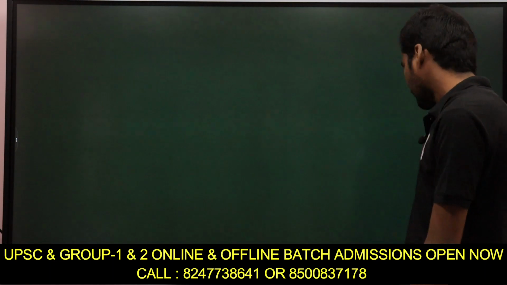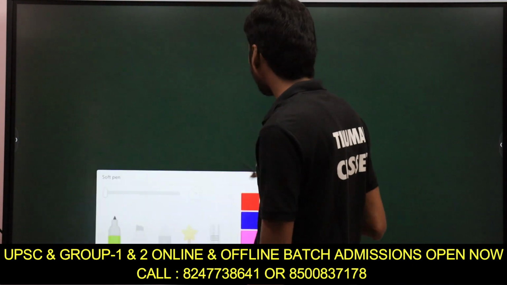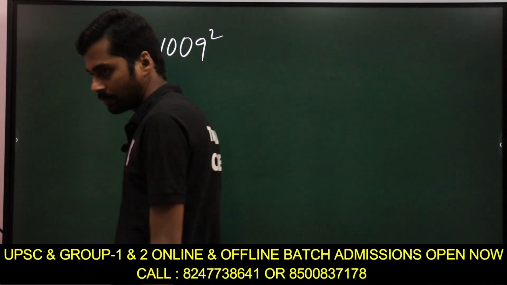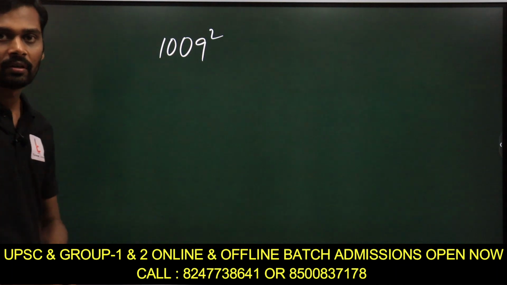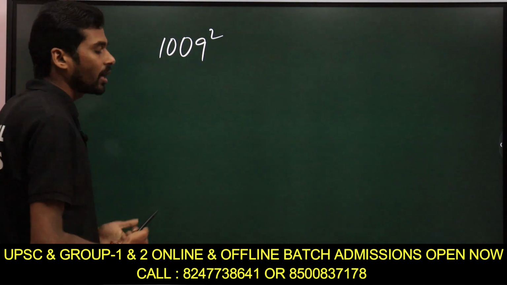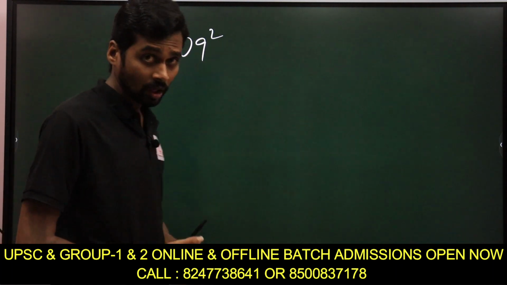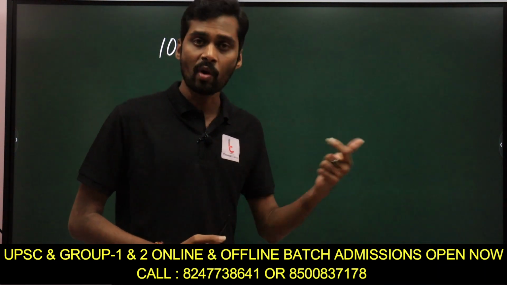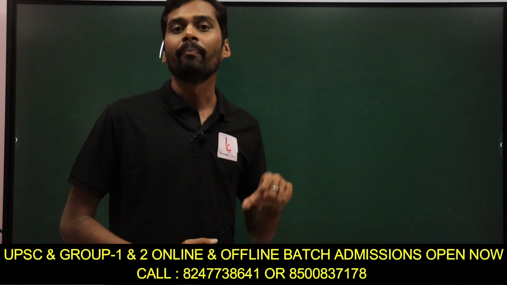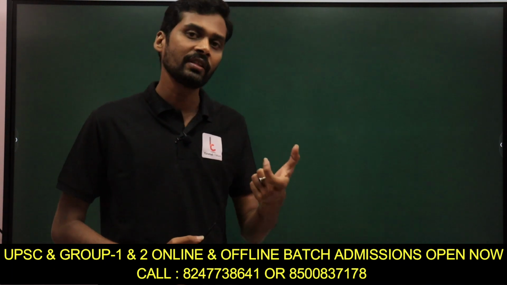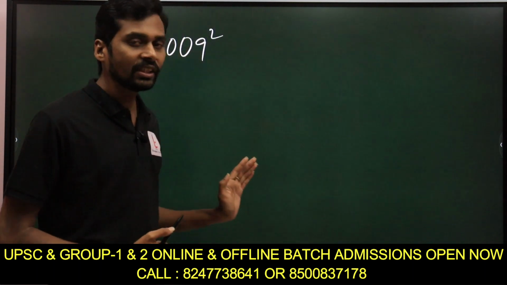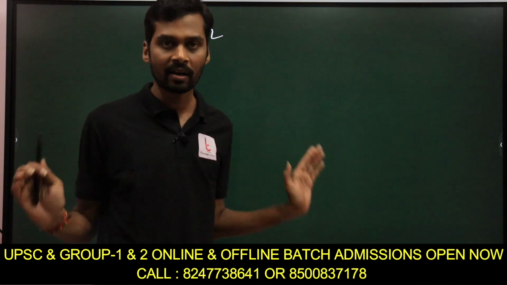Okay. Let's take another example. Now you have the number 1009 square. How much is it more than 1000? 9. So 1009 plus 9 is what? 1018. 9 square is what? 81. But the base value is 1000, which means 3 zeros. So I should have 3 digits in the right side part. Since you don't have it, you should put it like 081. So the final answer is 1018081. That is your final answer.